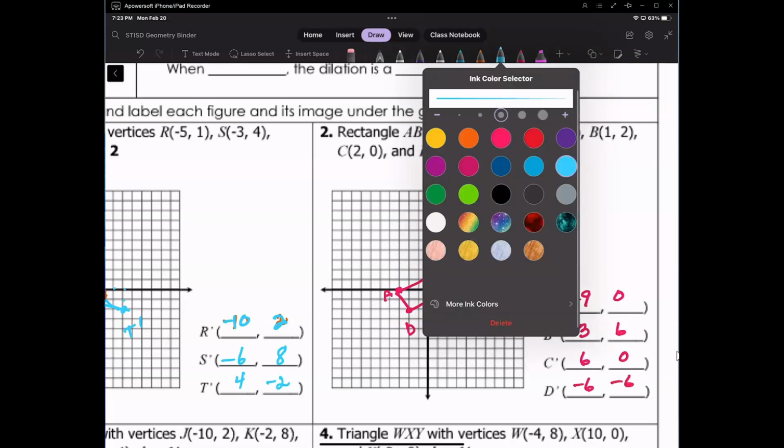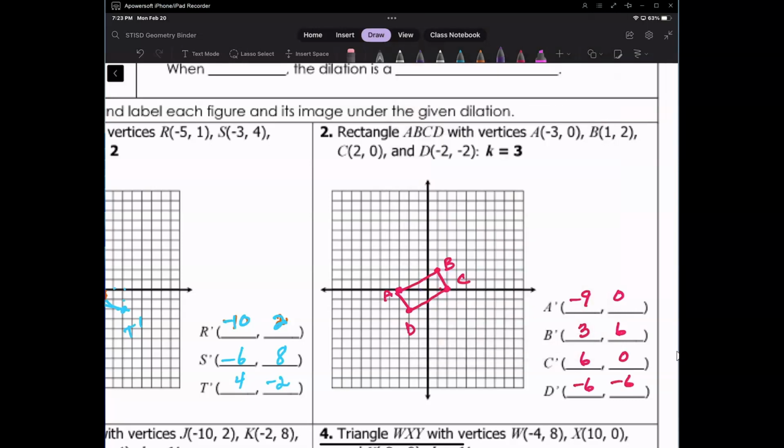So I'm going to go ahead and use a different color. Negative 9, 0, so that's A prime. B prime, 3, 6. So that's B prime. C prime, 2 times 3, in this case it's 6, 0. So that's C prime. And then we have D prime, which is negative 6, negative 6. And it's an enlargement.